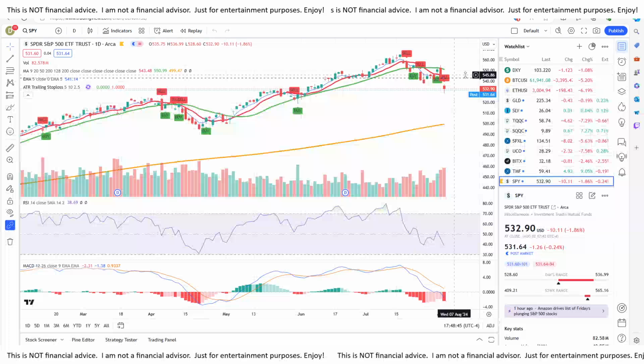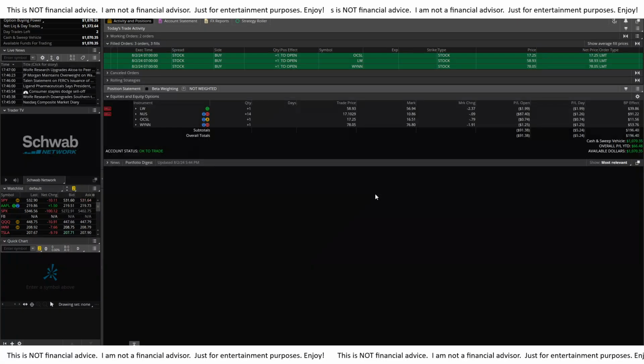Market up or down? The market got crushed today. So let's check out the brokerage. We did get some buy orders filled. We've got some sells we need to put in and also go through our process, right?